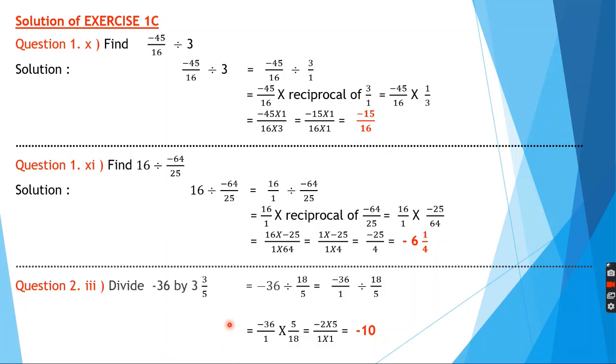Now the next question is the second question's third part. Divide minus 36 by 3 by 5. That is minus 36 divided by 3 by 5 can be written as 18 by 5, that is minus 36 by 1 divided by 18 by 5. Again you take the reciprocal and simplify, and you are getting minus 10.